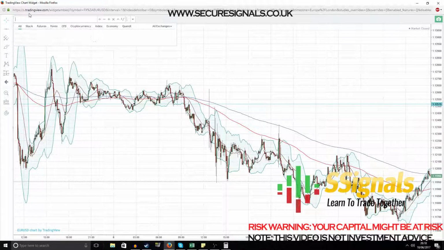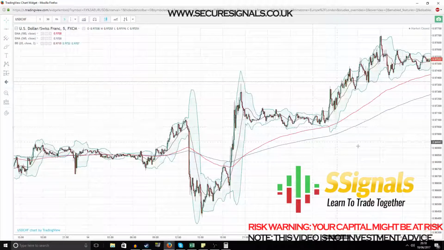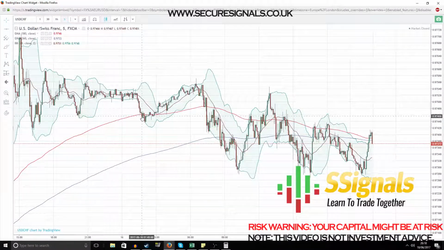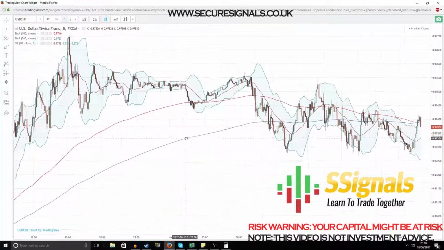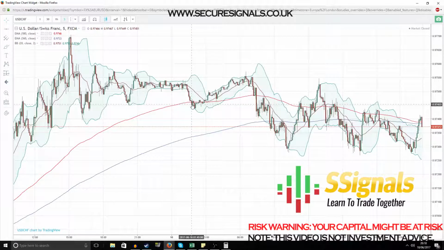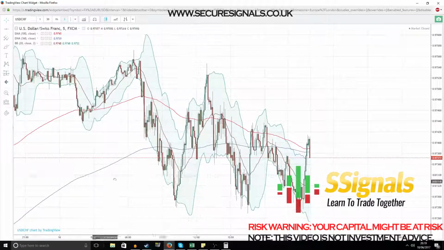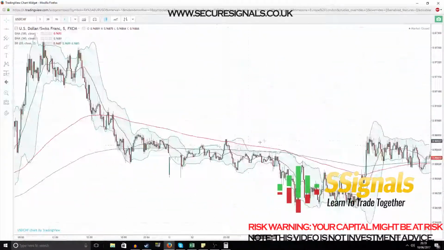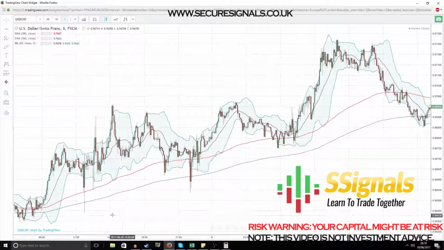So if I go on USD CHF, you can see the same patterns. If you entered, for example, here, for example, you 1, 2, 3, 4, 5, 6. You would have won by about 4 or 5 micropips. It's risky.